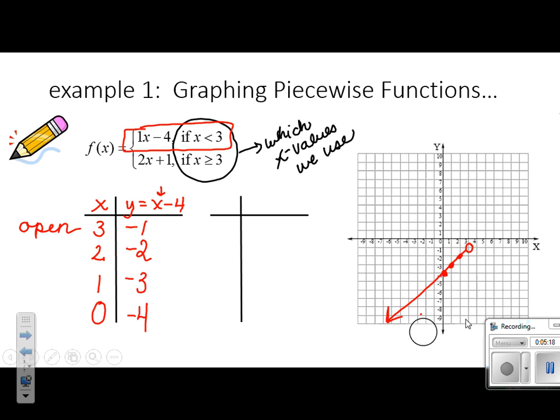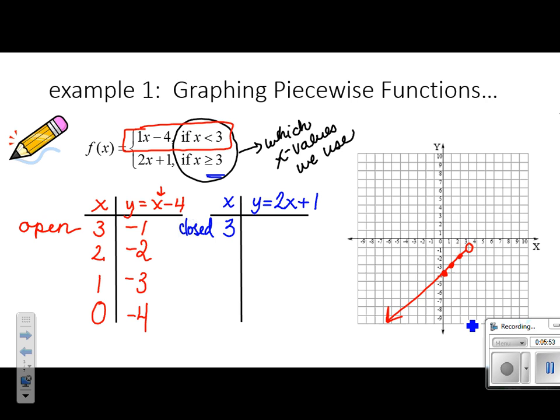So now I want another graph, and I want a piece of that graph. So I'm going to make my x and y table. Y equals 2x plus 1. And this time, I want everything greater than or equal to 3. So I want 3. But this time, I don't want 3 to be an open circle. I want it to be a closed circle because it's greater than or equal to. And if you remember in inequalities, the equal meant closed dot.